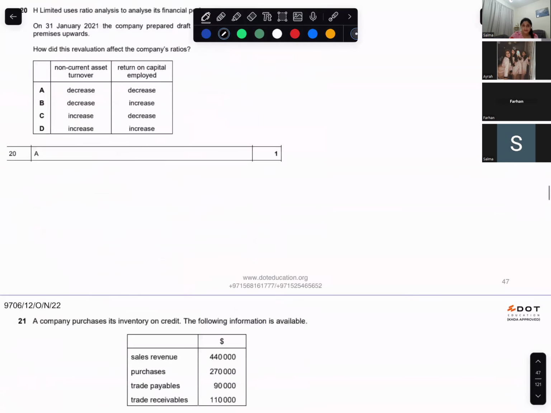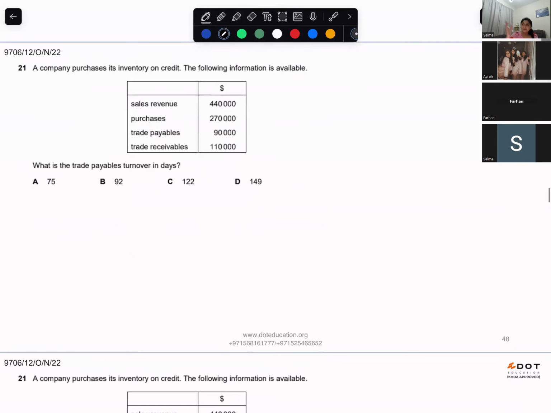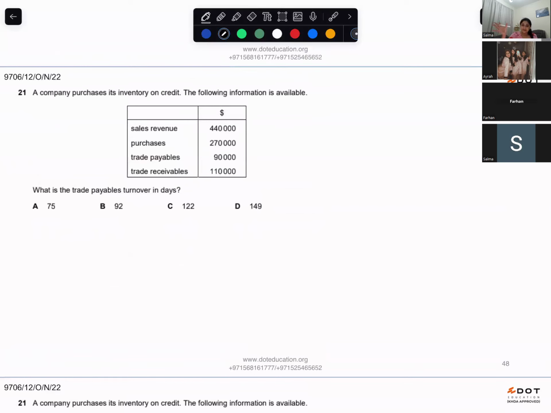Go to the next one. Come on. What is the trade payable turnover in days? So one sum Farhan solves and keeps, one sum Ira solves and keeps.